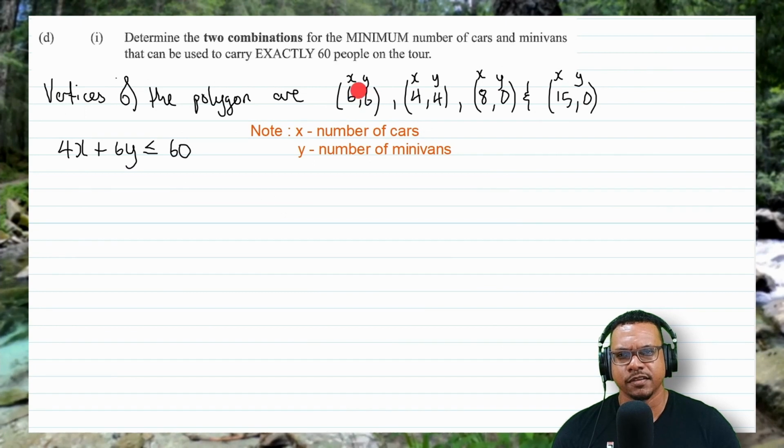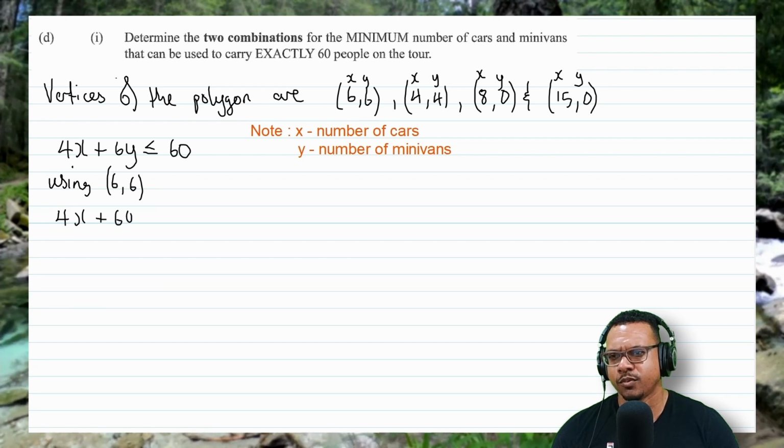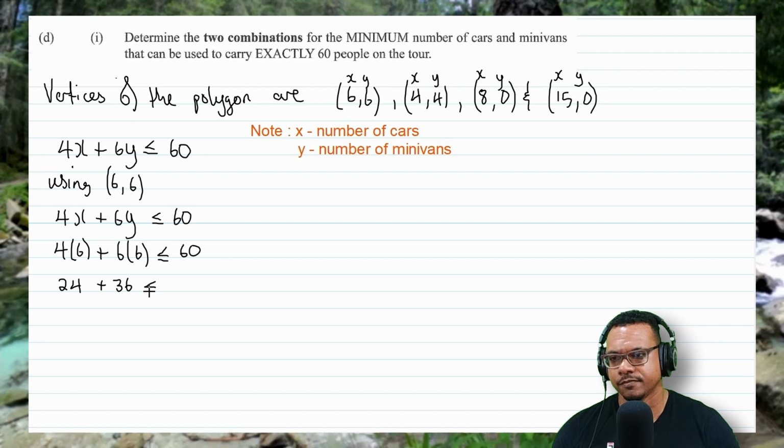And now let's go to the first one, 6, 6. So I'm going to have 4x plus 6y is less than or equal to 60. So we're going to have 4 times 6 plus 6 times 6 is less than or equal to 60. 6 4s are 24. 6 6s are 36. So when you add 24 and 36 together, you get 60. So 60 is less than or equal to 60. So using 6 cars and 6 minivans, we get exactly 60 persons. Now let's go to the other one, 4, 4.